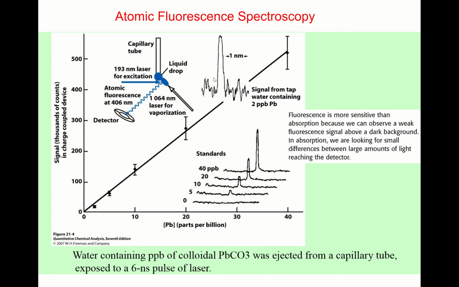All right, and look at this bandwidth. This is 1 nanometer, so this bandwidth is less than 1 nanometer. Fluorescence is more sensitive than absorption because we can observe a weak fluorescence signal above a dark background. This is a general characteristic of emission spectroscopy. Usually emission spectroscopy is much more sensitive than absorption.